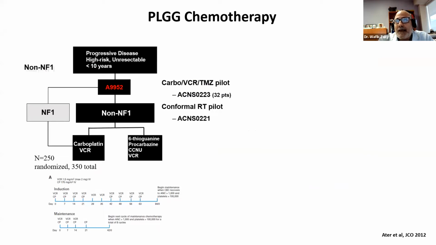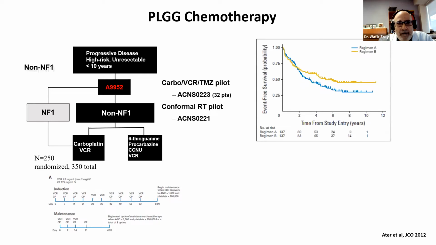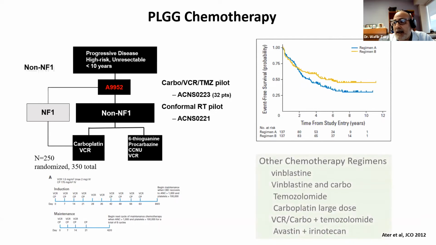And this basically came out after the Children's Oncology Group study where they used 2 different arms, carboplatin vincristine versus 4 drugs. And this study became the standard of care. In these patients, 40% had an objective response, progression-free survival was about 42%, and overall survival was good. So this is the standard of care now for children with newly diagnosed low-grade glioma with progressive disease.